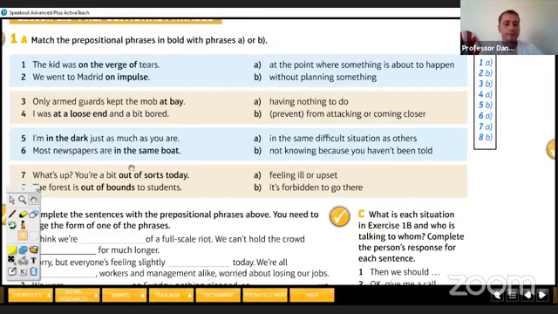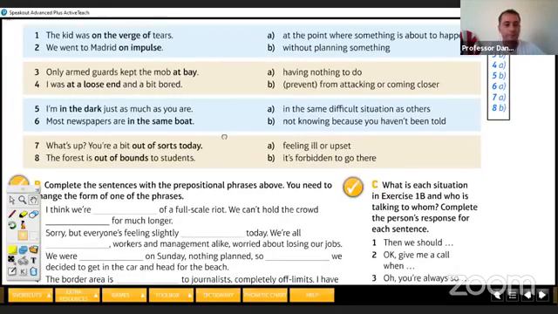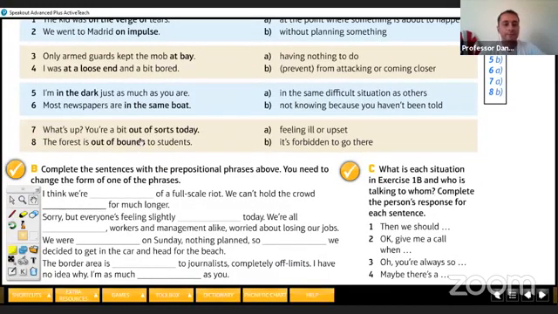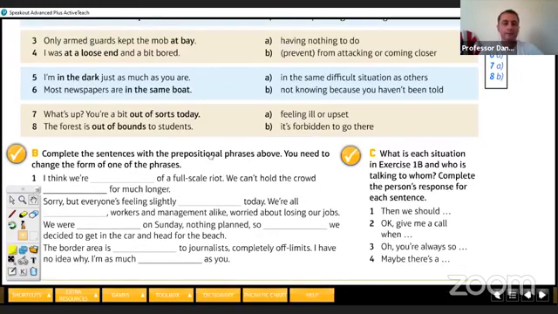Most newspapers are in the same boat. That means in the same difficult situation, in the same bad situation or problem. As I said before, that's connected with a negative situation or problem. What's up? You're a bit out of sorts today. It means feeling ill or upset. The forest is out of bounds to students. That means it's forbidden to go there, out of bounds. You're doing a great job, guys.